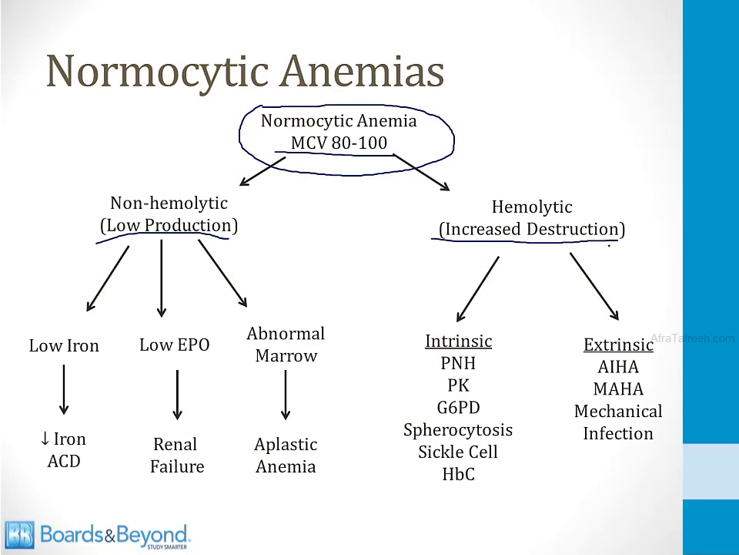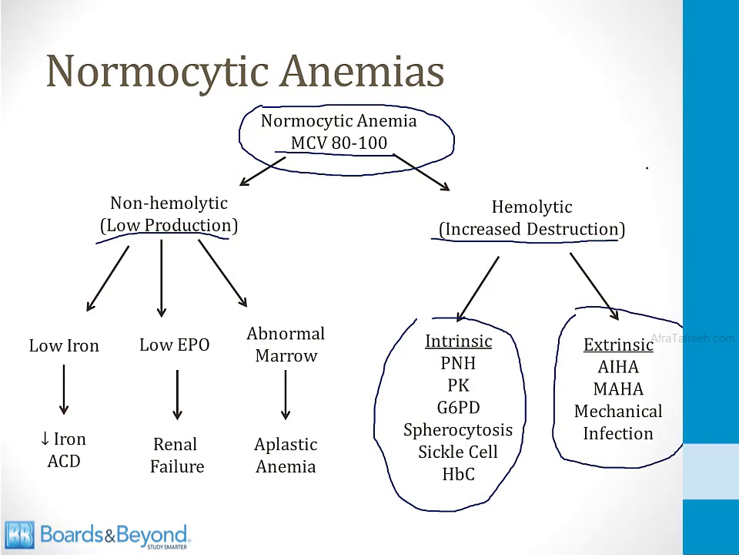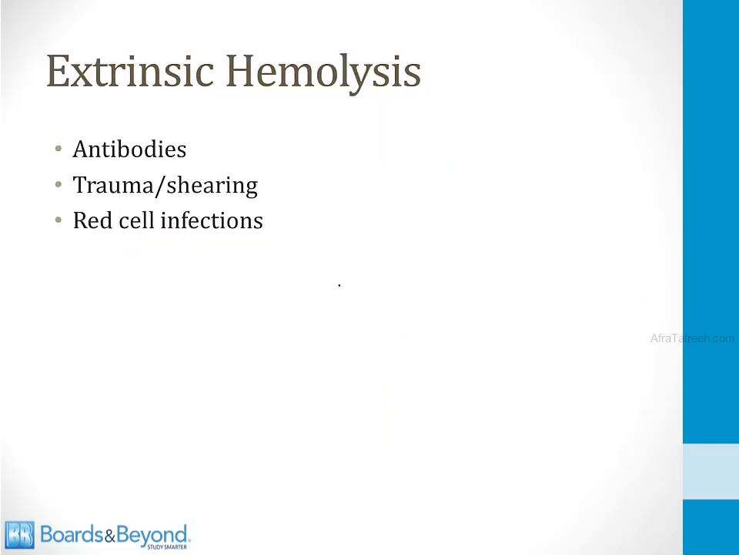And of those caused by hemolysis, there are those that are due to some cause intrinsic to the red cell, and there are those that are due to some cause outside or extrinsic to the red cell. And in this module, we're going to focus on the hemolytic anemias with an extrinsic cause. So in general, there are three causes of hemolytic anemia that are extrinsic or outside the red blood cell. The first one is antibodies, the second is trauma or shearing of red cells, and then finally there are a small group of red cell infections that can cause hemolysis. So we'll go through all three of these now.